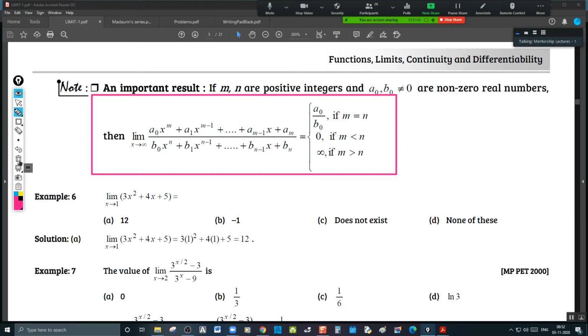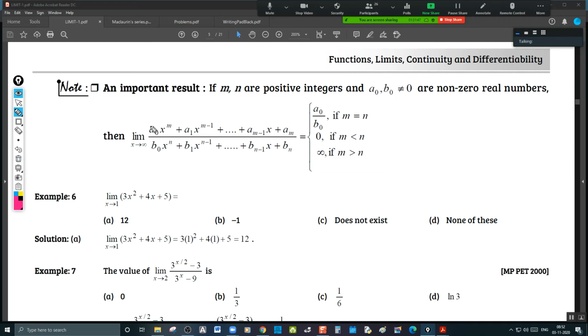I hope everyone remembers this. Respond, please. Yes, sir. So I need not take any example on this one.